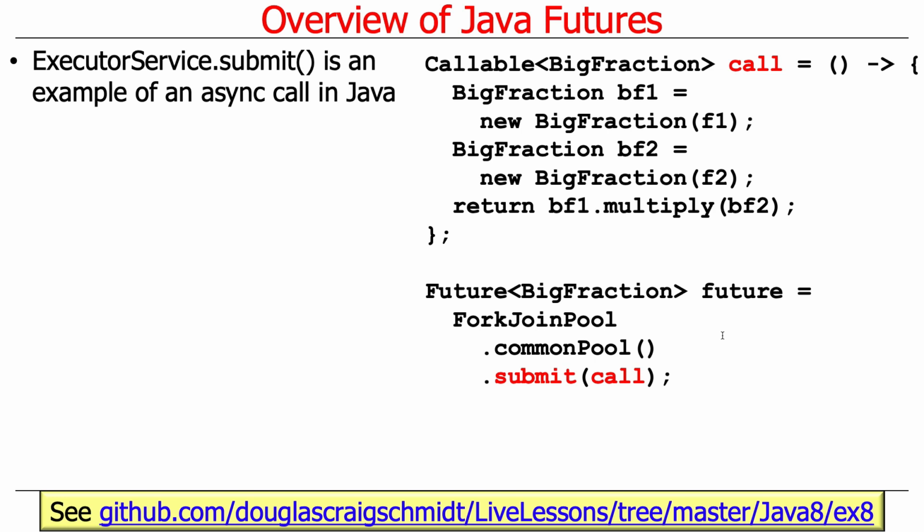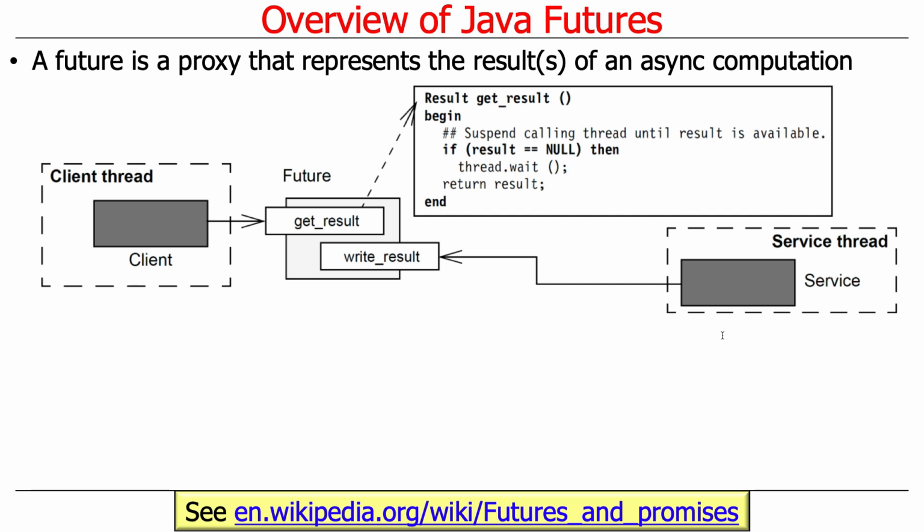So in the background, the processing of that multiplication of big fractions will go on asynchronously. You'll get back a future, and as we'll see in a second, you can redeem that future at some point to get its result. I'll walk through this example in more detail shortly.